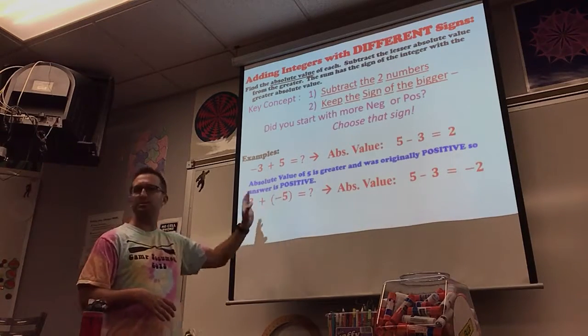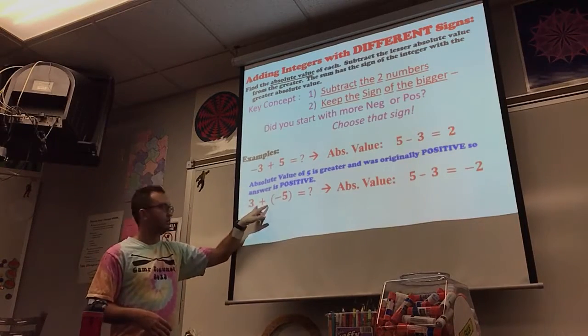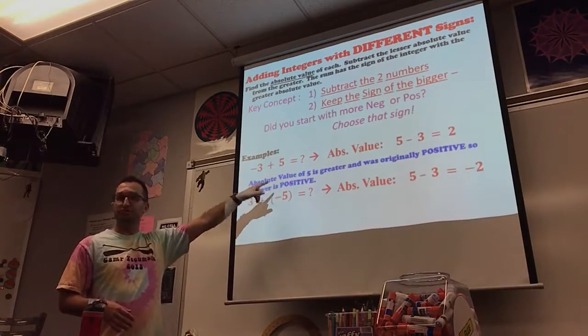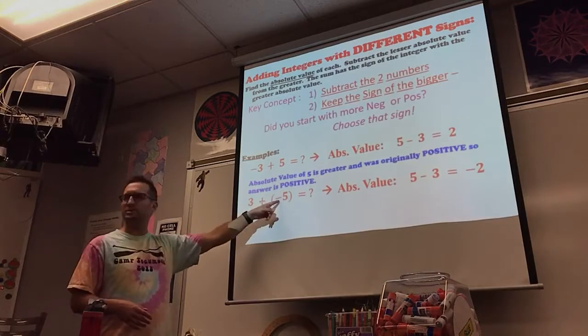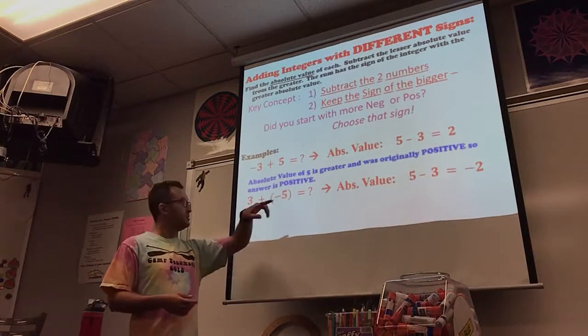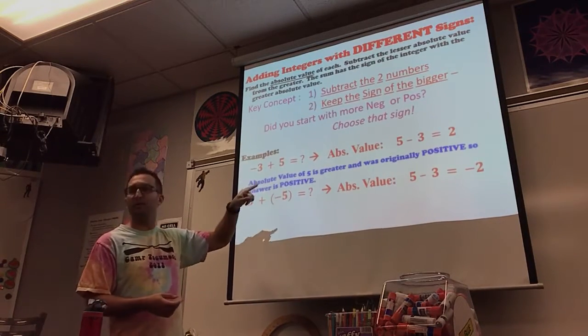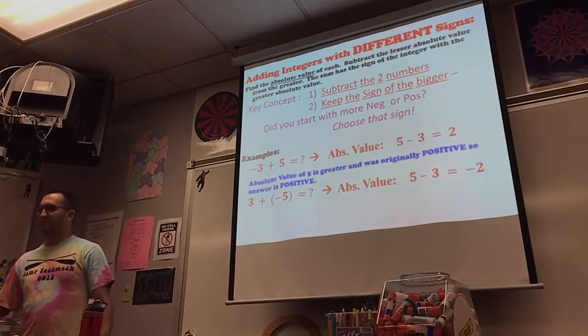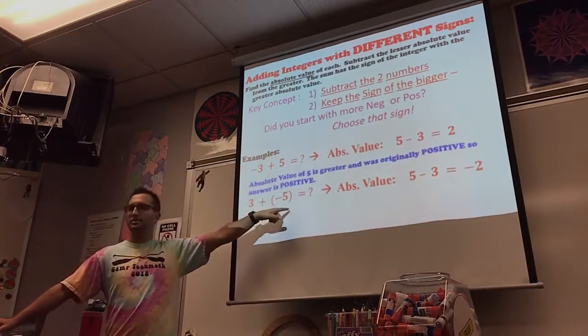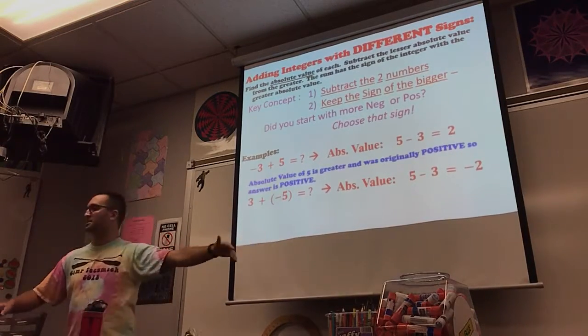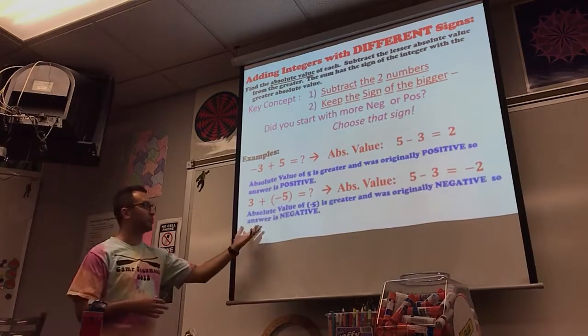3 plus negative 5. Which one has a larger absolute value? 5, right? Negative 5. So you do 5 minus 3. But Mr. Strand, I thought this was the negative one. You're absolutely right. You subtract the two numbers and keep the sign of the bigger one. Which number is bigger, 5 or 3? 5. So you keep that sign, because it has the larger absolute value.